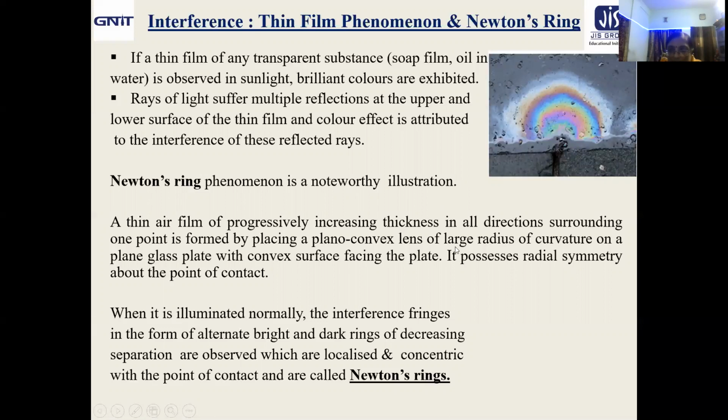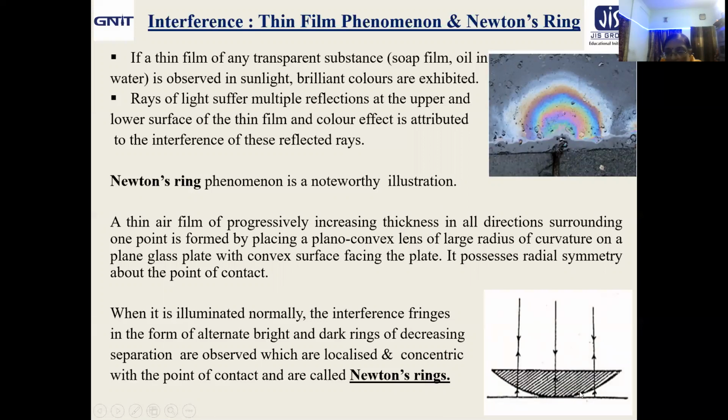What is happening here? Let us take a look. A thin air film of progressively increasing thickness from one point in all directions is formed between a plano-convex lens and a plane glass plate, where the convex surface is facing the plane glass plate. So the air film possesses a radial symmetry about the point of contact.